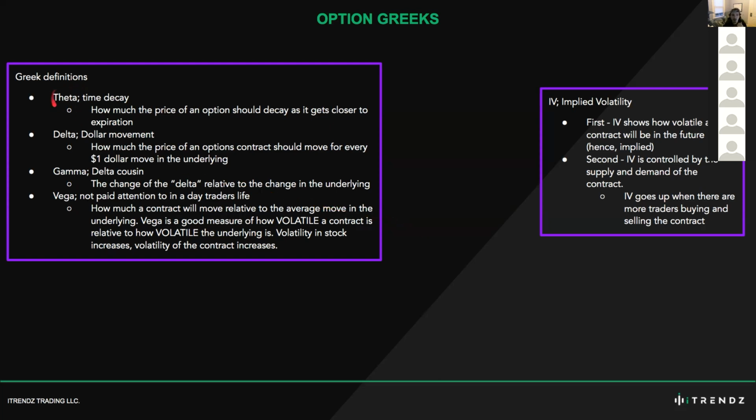So the very first Greek that people pay attention to is theta, which is just time decay. Theta stands for time decay. Say you have an option contract that has a lifespan of 7 days, so you have a contract that expires in 7 days. Time decay will slowly take away the value of that contract over that 7-day period. That time decay might be like $14. So you might lose $14 over the course of 7 days.